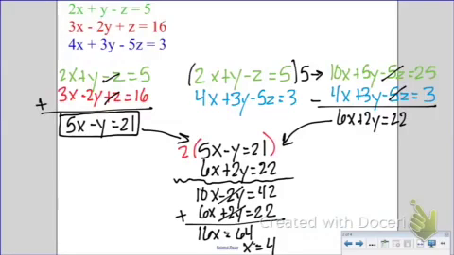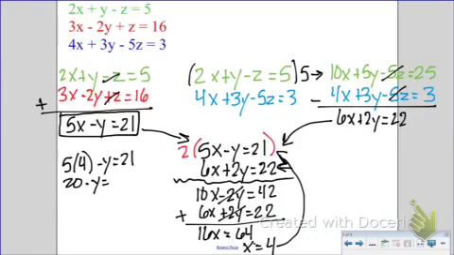So what's left to do is now to plug this back in to one of these. Doesn't matter which one you choose, but choose one. I'm going to choose the first one. 5 times 4 minus y is equal to 21. 20 minus y is equal to 21. Negative y is equal to 1. So y is equal to negative 1. There we go. So now we have two parts.